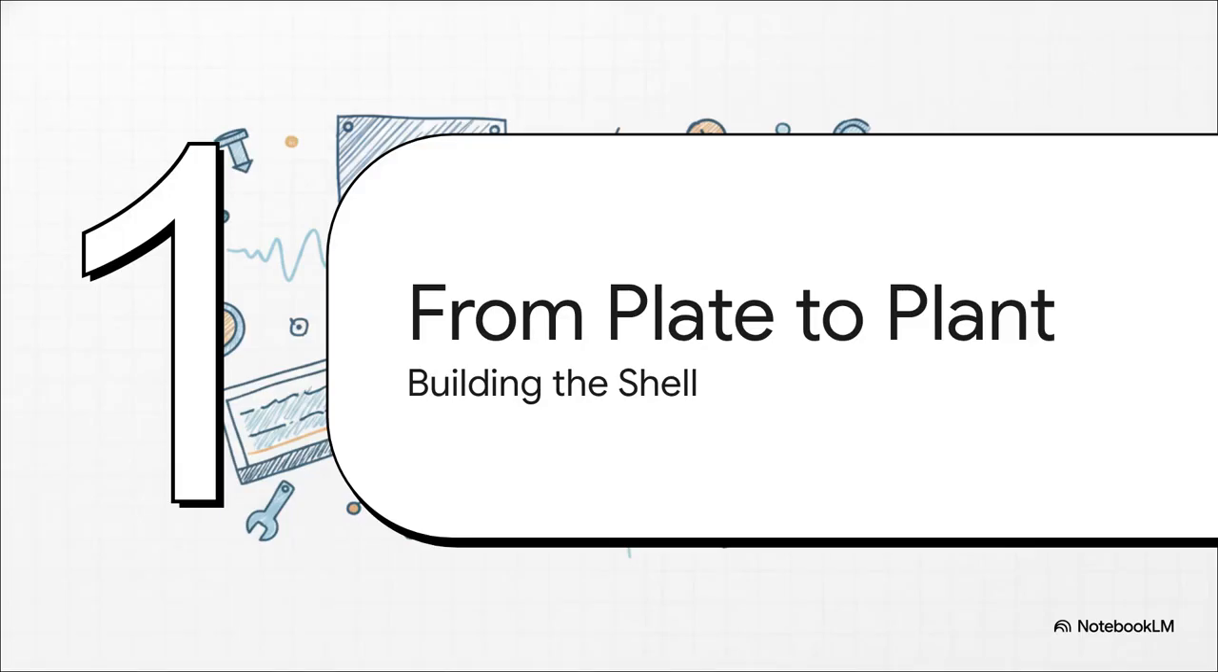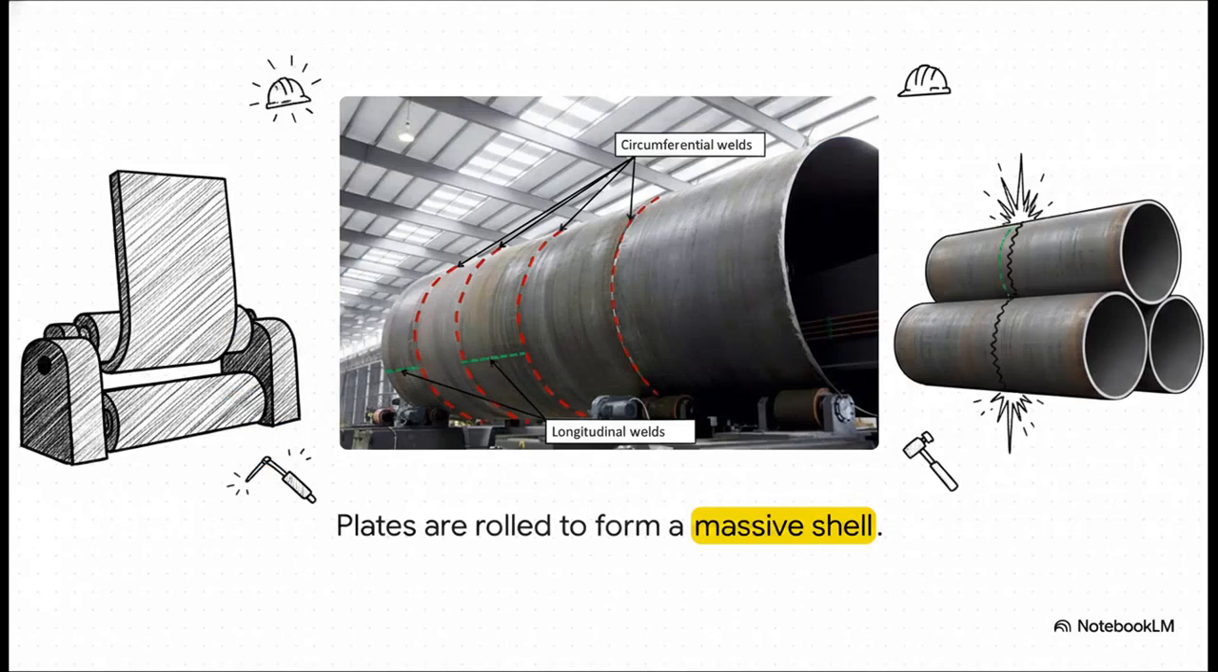Section 5. From plate to plant. Building the shell. Let's see how this builds, shall we? We've spent time analyzing microscopic specifications, chemical recipes, and tensile properties. Now let's zoom way out and witness how this becomes a three-dimensional reality. Our basic building block, that thick, flat plate, is taken into a fabrication shop and passed through immense industrial rollers. It's physically bent into a perfect cylinder.